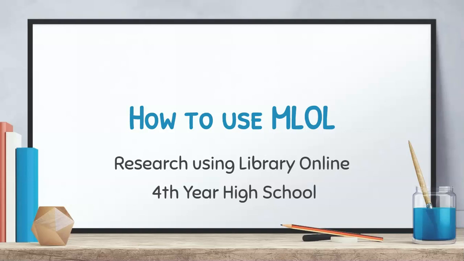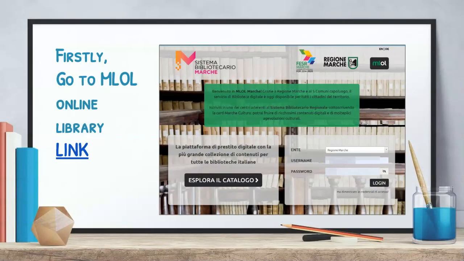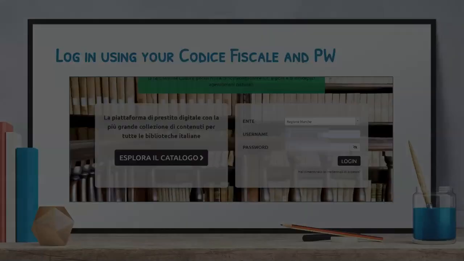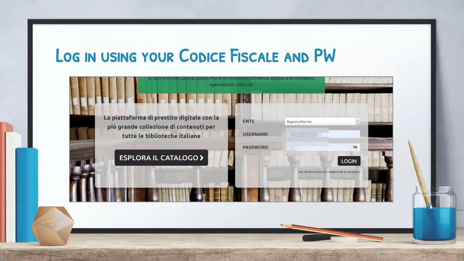So let's have a look at how we can begin this very interesting project with the fourth year students at the Linguistico High School. The first thing we need to do is go to the MLOL website, and the link is provided here for my students. They also have access to it, but the most important part is to go to the website and log in using your credentials. Your credentials are your codice fiscale and the password that you created at the start.